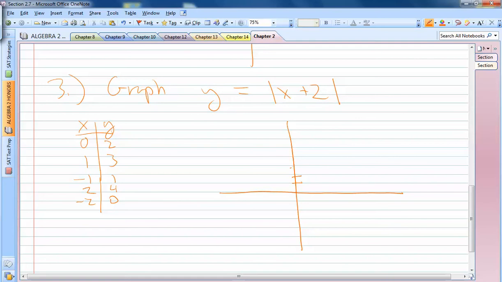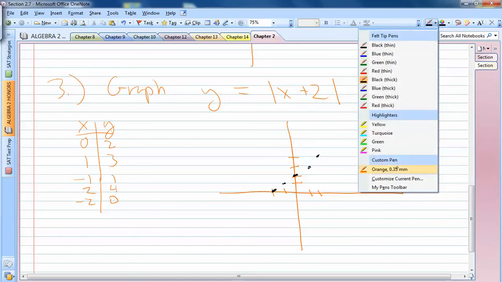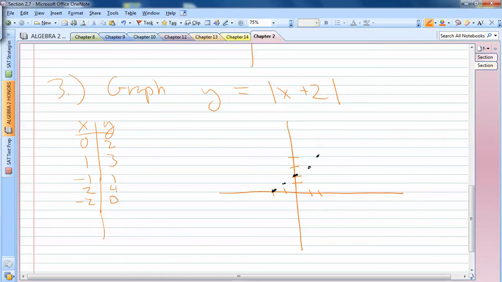So 1, 2, 3, 4. Okay, 0, 2, 1, 3, 2, 4. Then negative 1, 1, and negative 2, 0. So you can see right now I don't really have the shape of a V. I just have 5 dots that all can fit on a line. But what if I decide to test a few more x values? Like what if I tested negative 3 or negative 4? Now when I plug in negative 3, I get 1 for y and 2 for y.